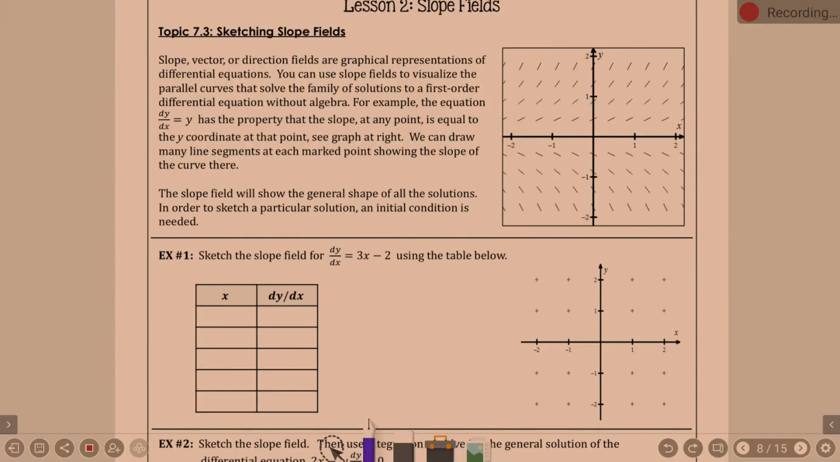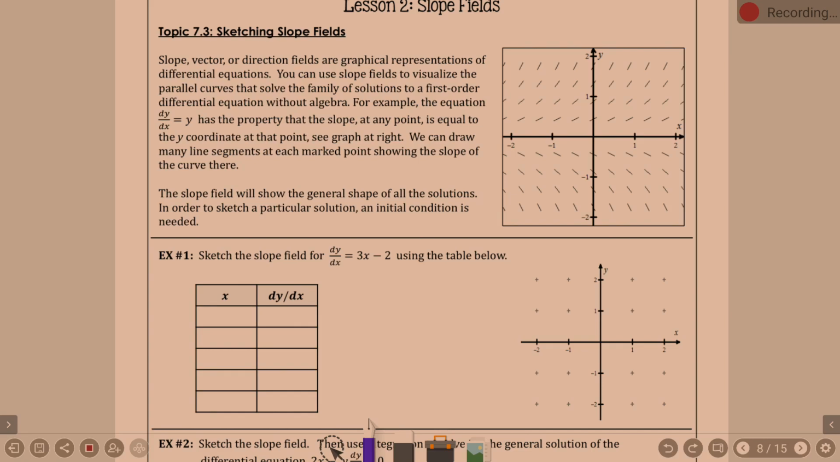Lesson 2 of Unit 7 is slope fields. We kind of led into this a little bit yesterday. Okay? Slope fields being just those little pieces of slope, right? So part of what we're going to be doing is sketching slope fields. That's a big part of what we learn to do in this lesson.